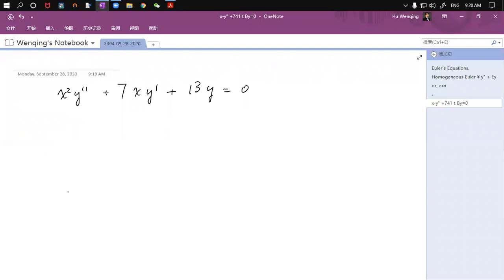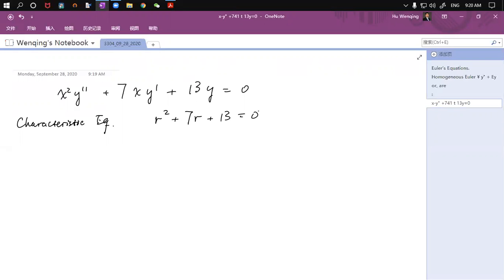If you have that equation, then on an exam, your standard step in solving it is to first start with the characteristic equation. So that's going to be r squared plus 7 times r plus 13 is equal to 0. Am I right or wrong? Anybody has an idea?